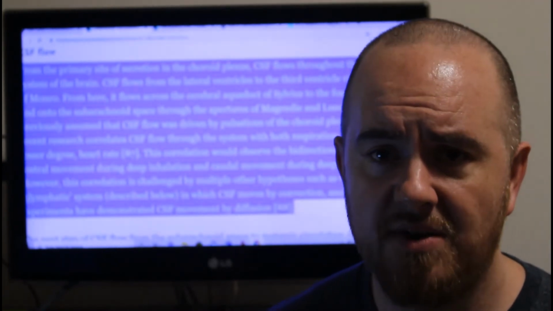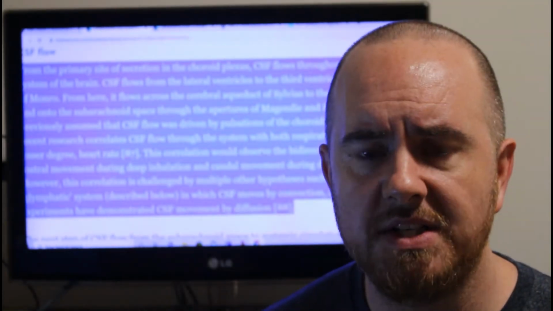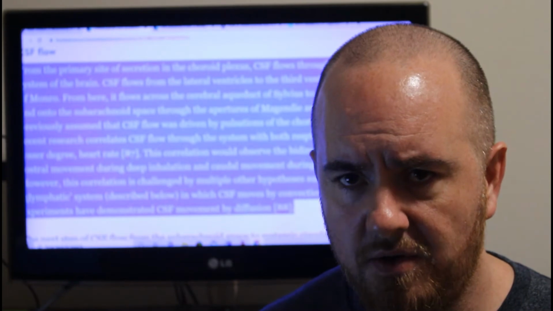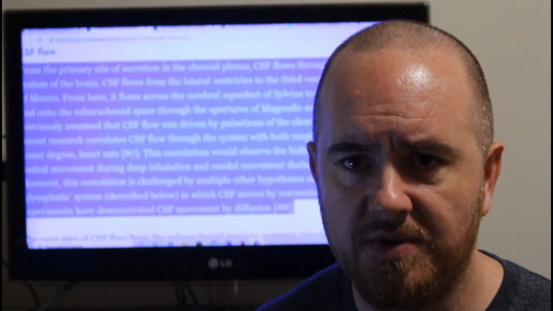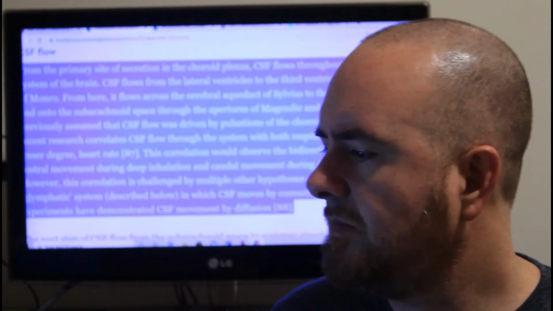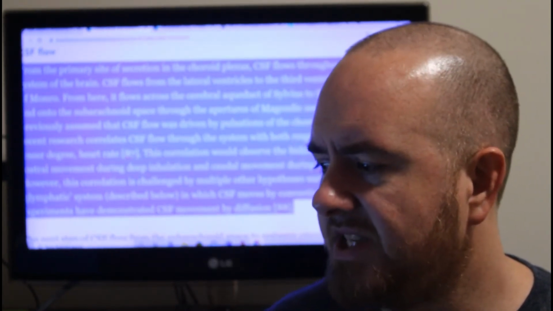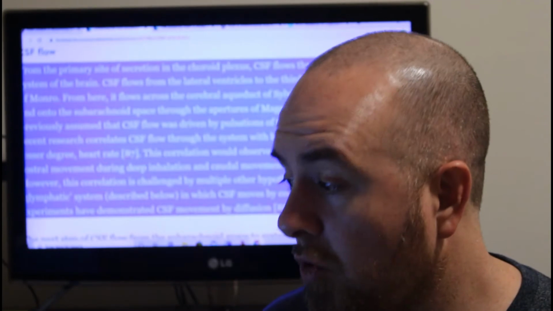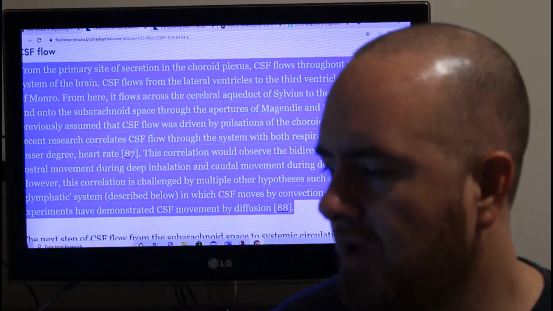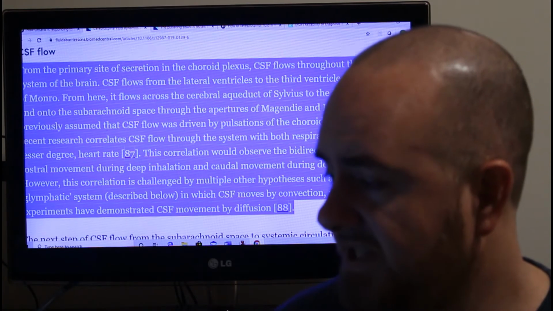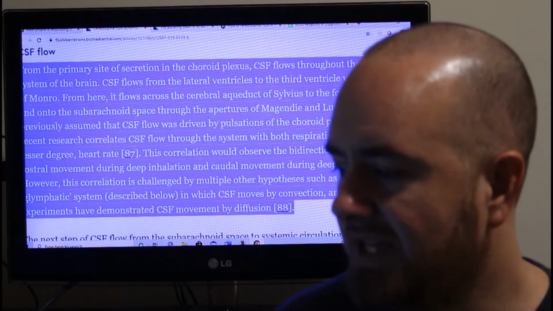This sounds like pretty standard fare for what most of us have been taught, especially in the osteopathic field and other anatomical fields or other hands-on therapeutic fields if they're looking at this region. It was previously assumed that CSF flow was driven by pulsations of the choroid plexus, so the choroid plexus itself, and now recent research correlates CSF flow through the system with both respiration rate and, to a lesser degree, heart rate.